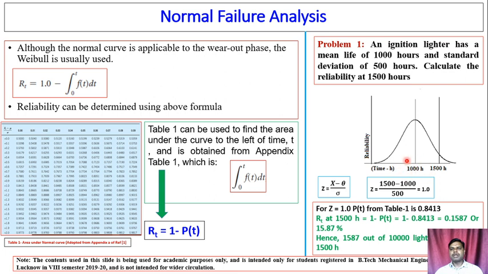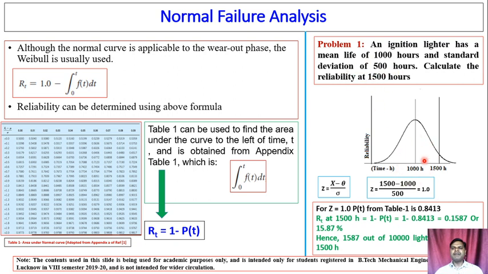Mean life is 1000 hours. This is corresponding to theta or mu. Okay, the mean life. Then the standard deviation is 500, that is, sigma is 500. Then we have to find out the reliability at 1500 hours.